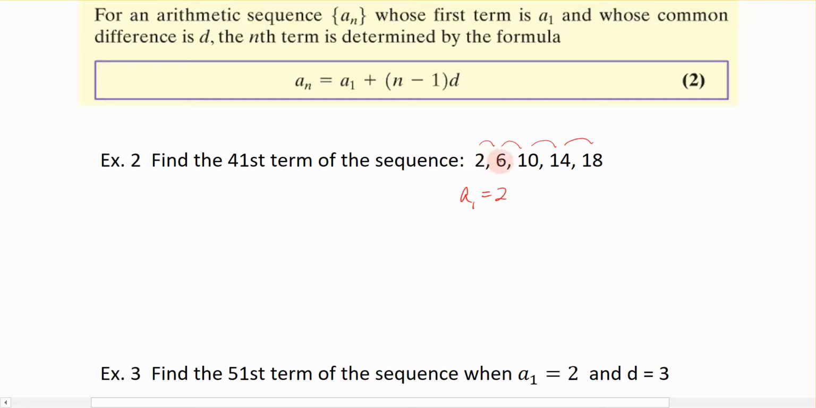What is the difference as I move from each number in the sequence? To get from 2 to 6, I have a difference of 4. 6 to 10, a difference of 4. 10 to 14, again a difference of 4. So you can see that the common difference between these numbers is 4.